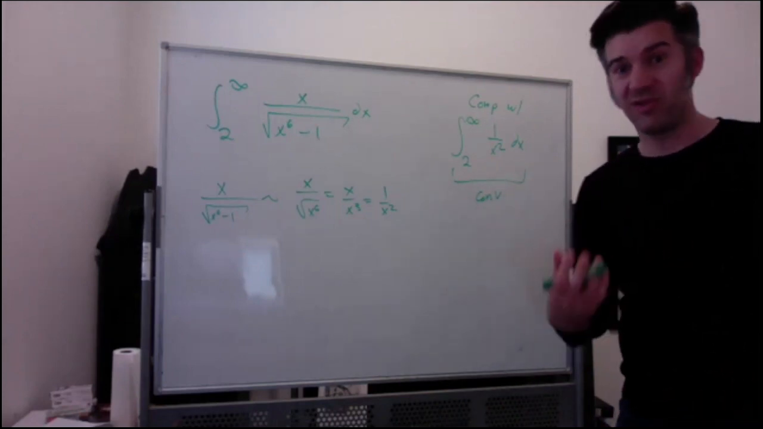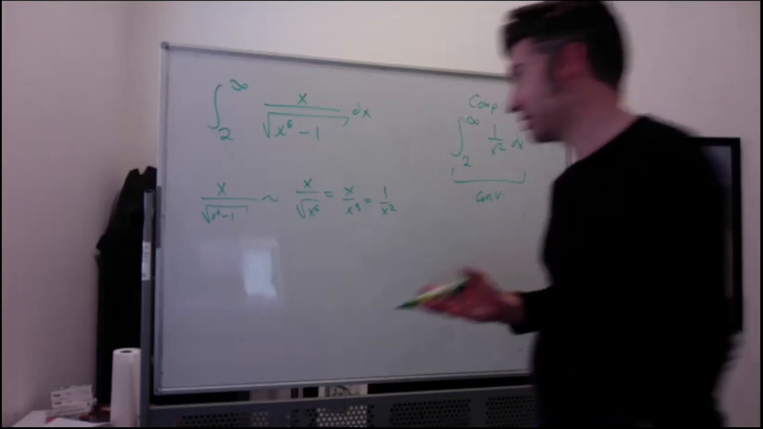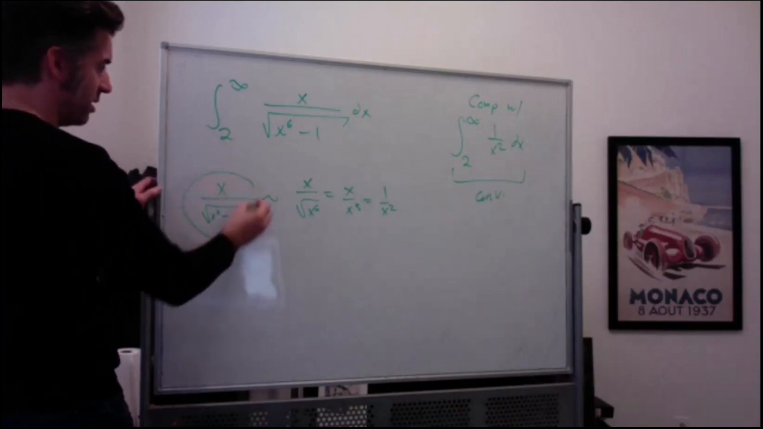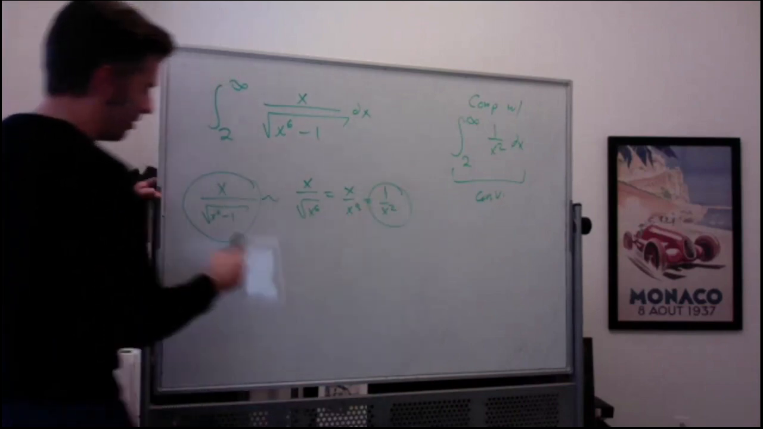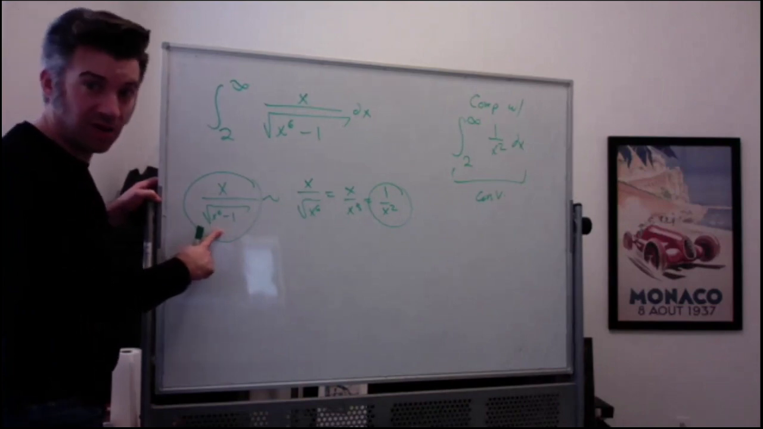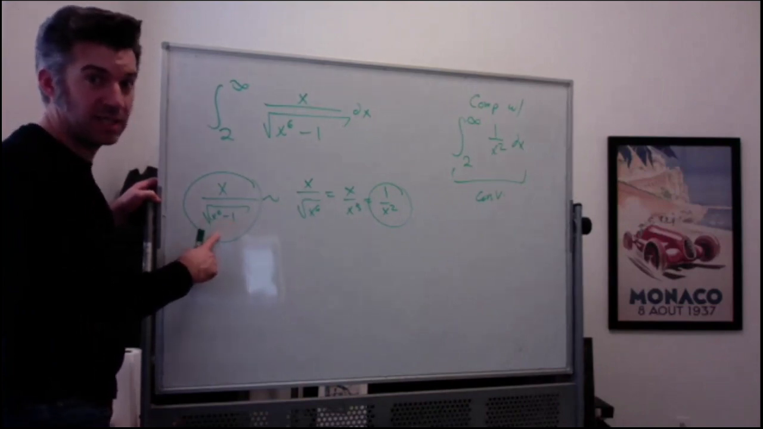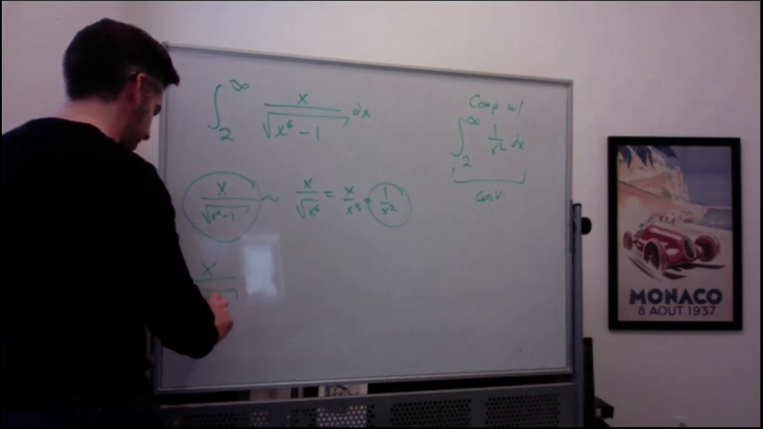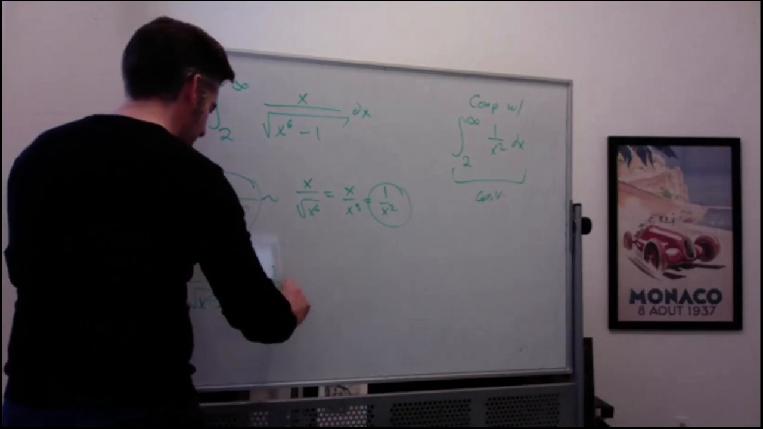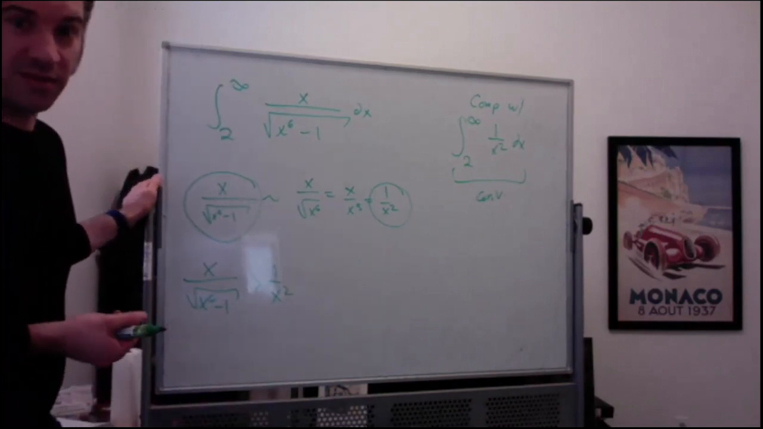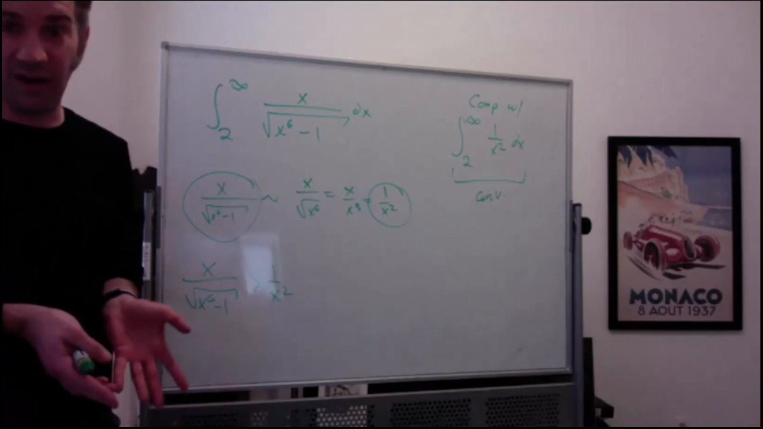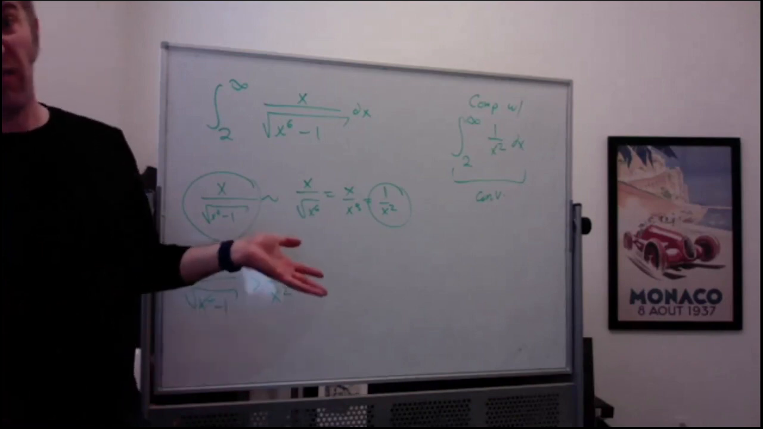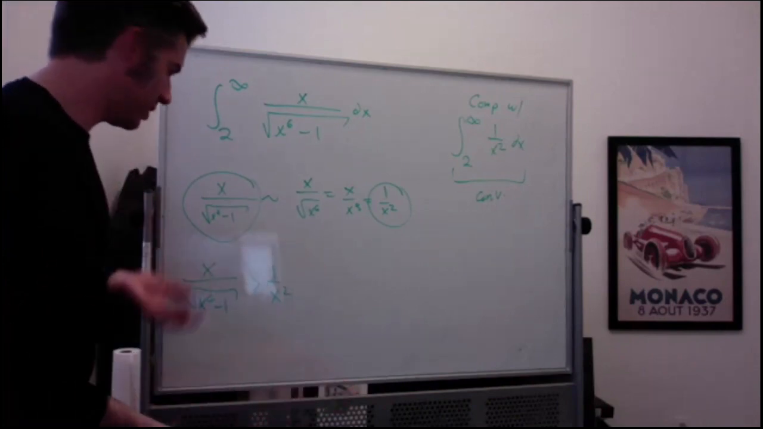Now, I couldn't do a direct comparison here because, which is bigger, this thing or this thing? Well, this thing has a slightly smaller denominator, so this one is the slightly larger thing. So unfortunately, x over the square root of x to the 6 minus 1 is bigger than 1 over x squared. And being bigger than something that's convergent doesn't tell me anything. If I have more area than something with finite area, I could have finite area. I could have infinite area. So we don't know.